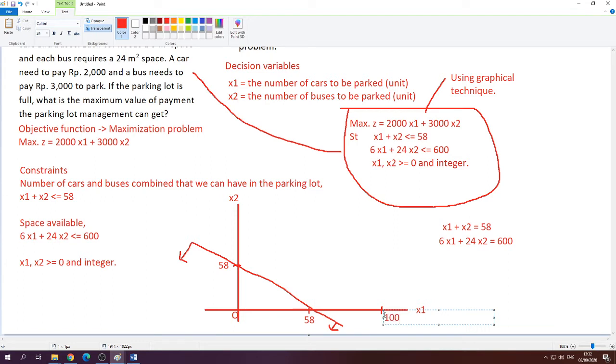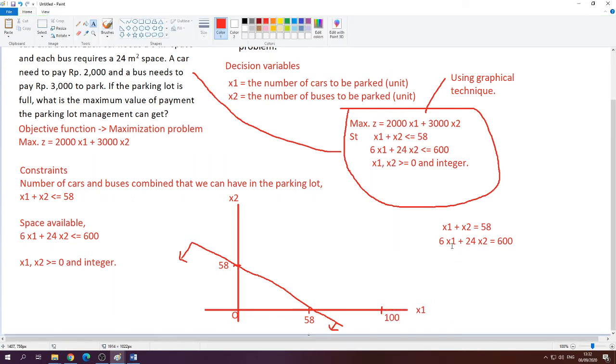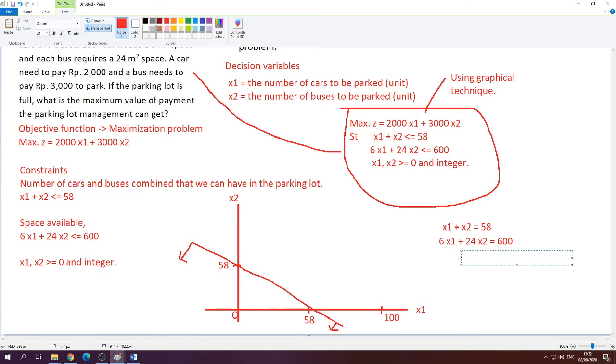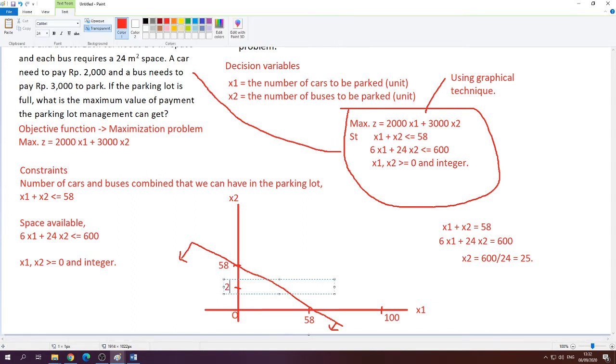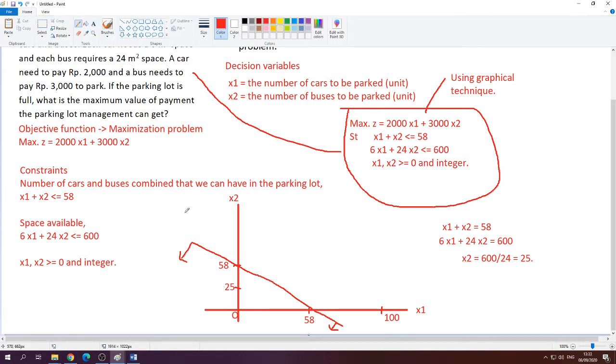100. Now when x1 equals 0, then x2 will be 600 over 24, and that is 25. So we have x2 equal 25. Let's say that it is around there. So we have 25 over here. Now we have 2 points, and we can connect the 2 points, and we're going to have a line. It is something like that.